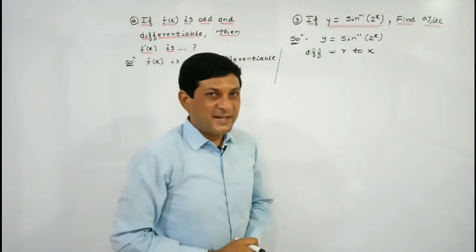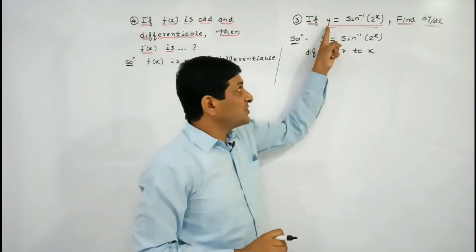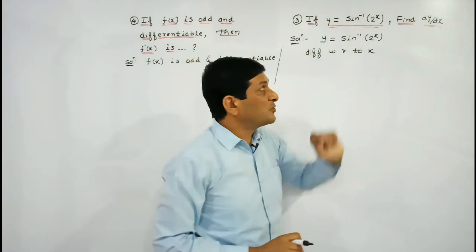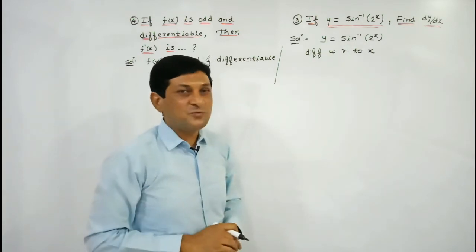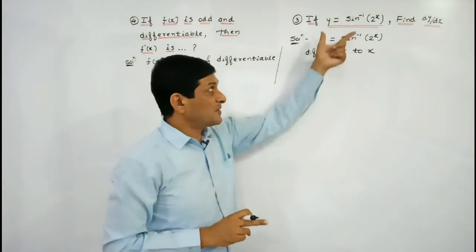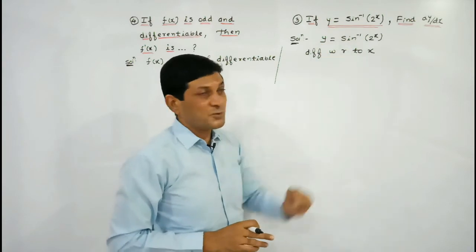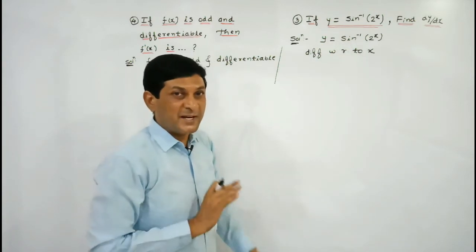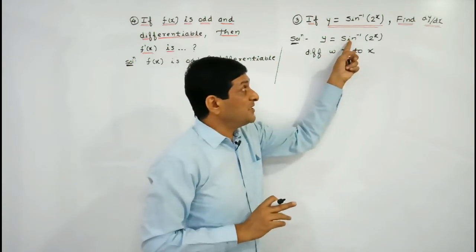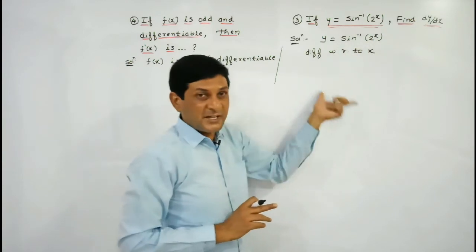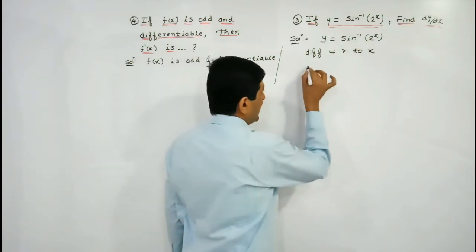Now see the third example. In this case, what is the given function? y is equal to sine inverse of 2 raised to power x. Using this function, we have to find dy by dx. So we have considered the given function y is equal to sine inverse of 2 raised to power x, which is in the form of sine inverse of f of x. So let us differentiate it applying the standard formula.